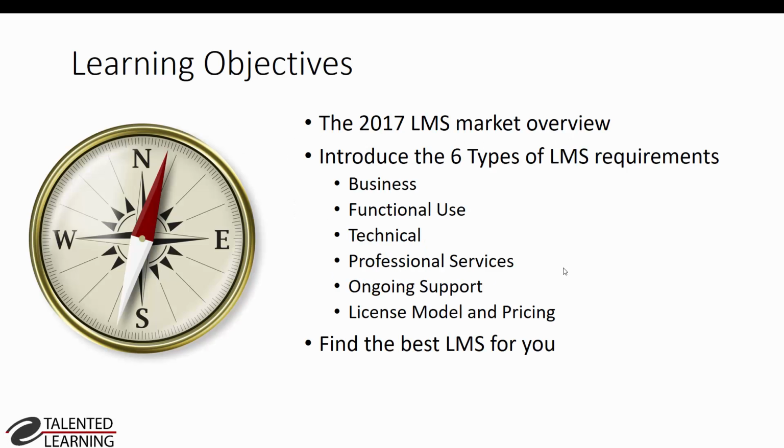For today's learning objectives, we're going to provide learners what they need to know to understand the 2017 LMS market, the different types of learning management systems, and how to define your learning management system requirements like a pro. We'll introduce the 6 different types of learning management system requirements, including the business requirements, functional and functional use case requirements, the technical requirements, the professional service requirements, ongoing support, and the license model and resulting pricing requirements. By the end of today, you'll understand how to define your requirements like a pro and be able to find the best LMS for you.